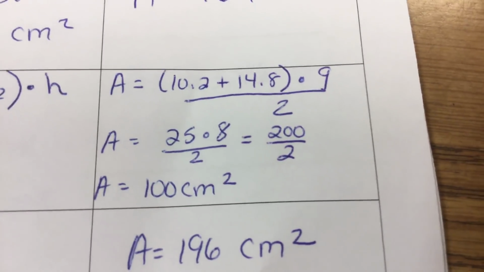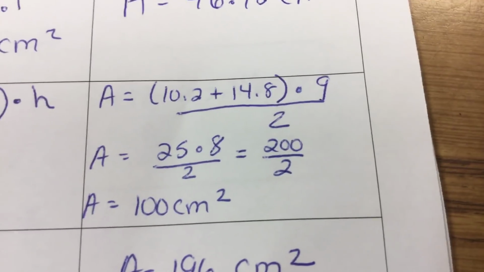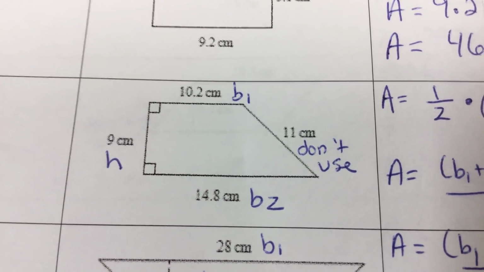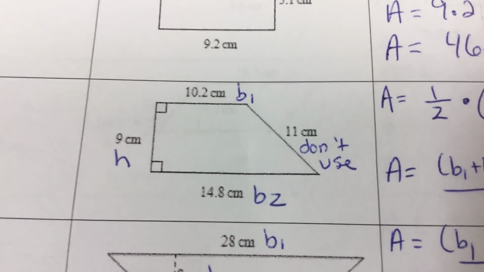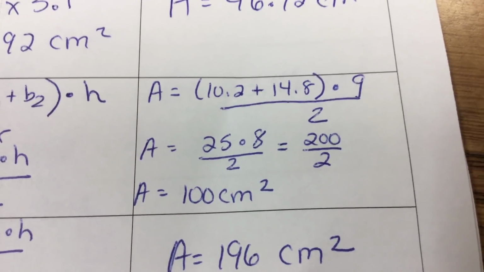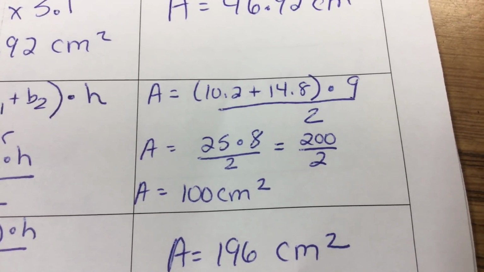So here's what it would look like, guys. I know it looks like a lot, but you're just filling in the numbers. Base 1, see, I labeled it for you here, is the top. Base 2 is the bottom. The height is the straight number, and the 11 you don't need at all. So 10.2 plus 14.8, you have to add those first. This is PEMDAS. You have to do the parentheses first.